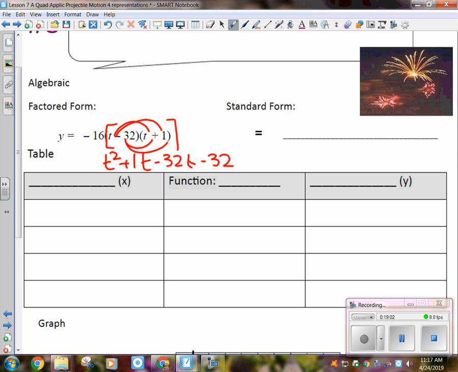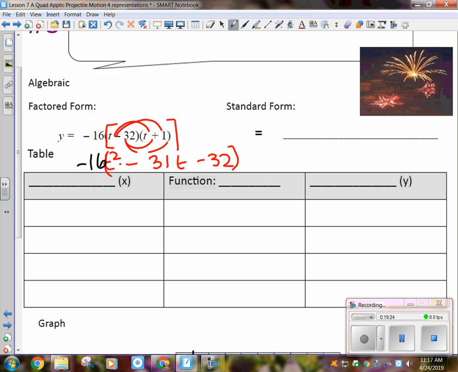What does that simplify into? What does +1 minus 32 give us? +1 good guys battling with 32 negative bad guys. Who wins? It'd be -31t. Okay. Now that whole mess gets multiplied by -16.